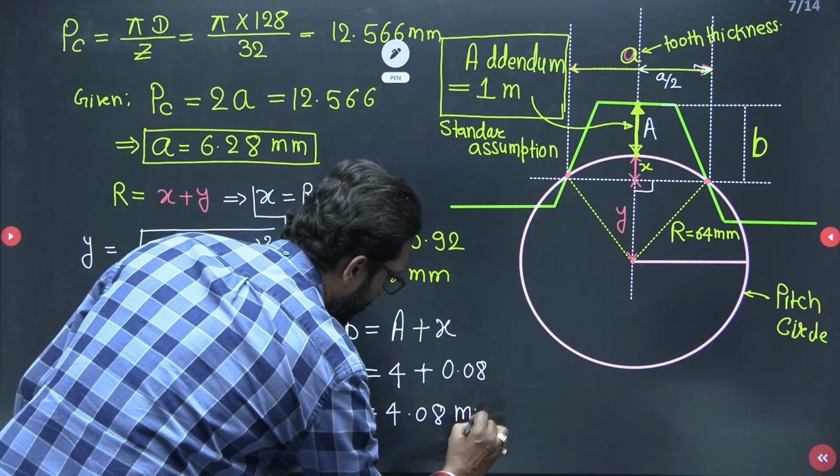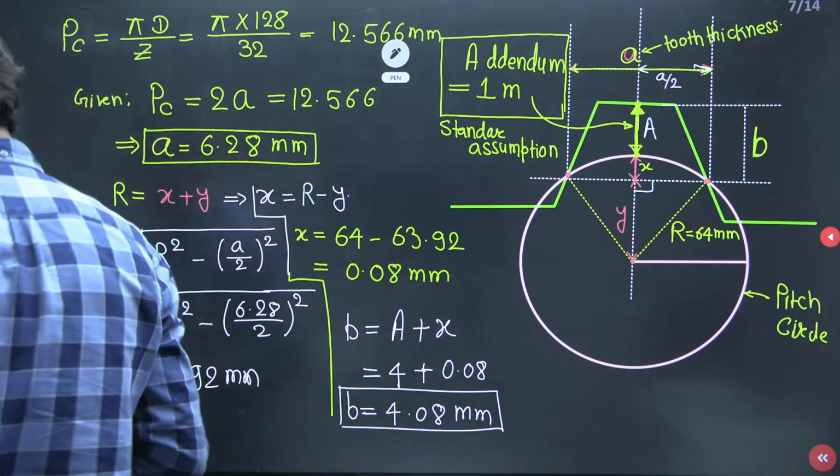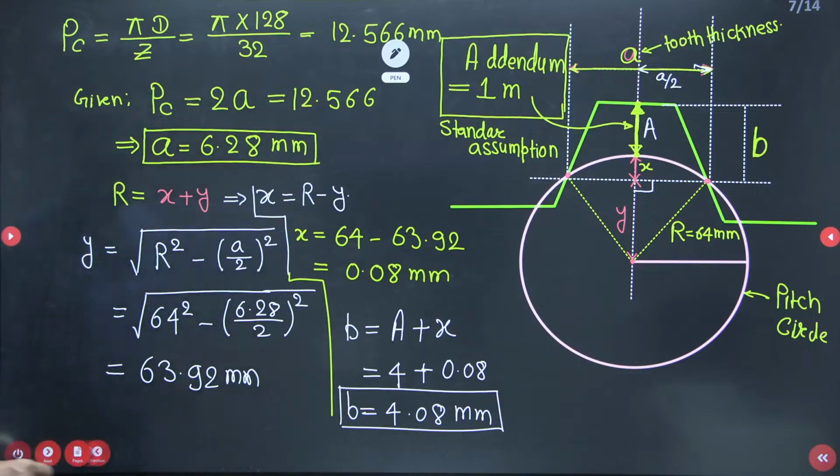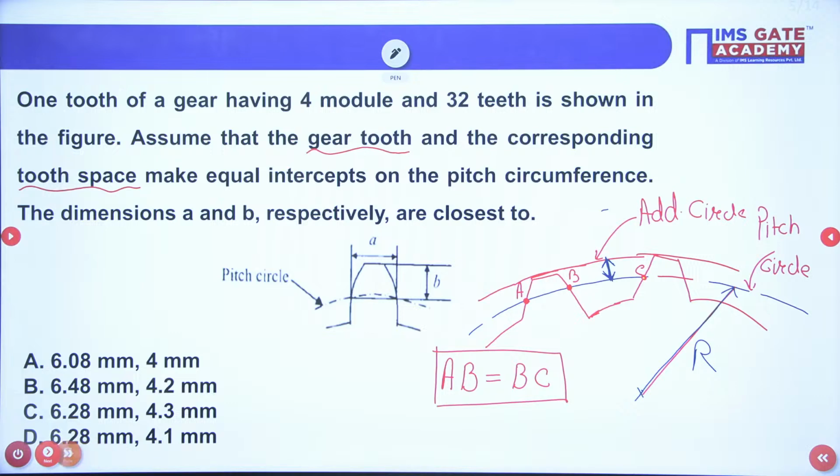4.08 mm. So this is the B value. Clear now? This is the B value, 4.08 mm. So please check this one, 4.08. Which is closest? C and D, 6.28. That is correct. Second option, category B, and B is 4.08.